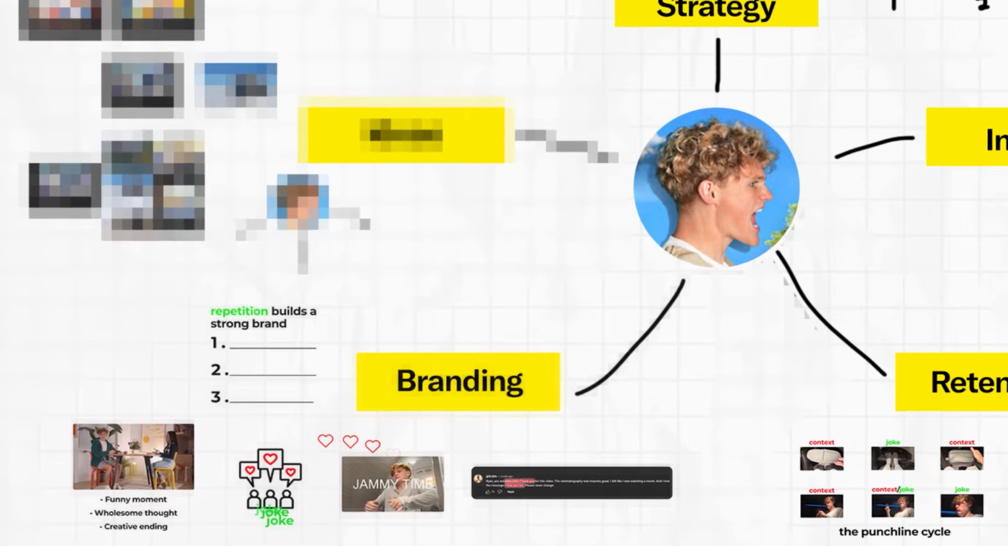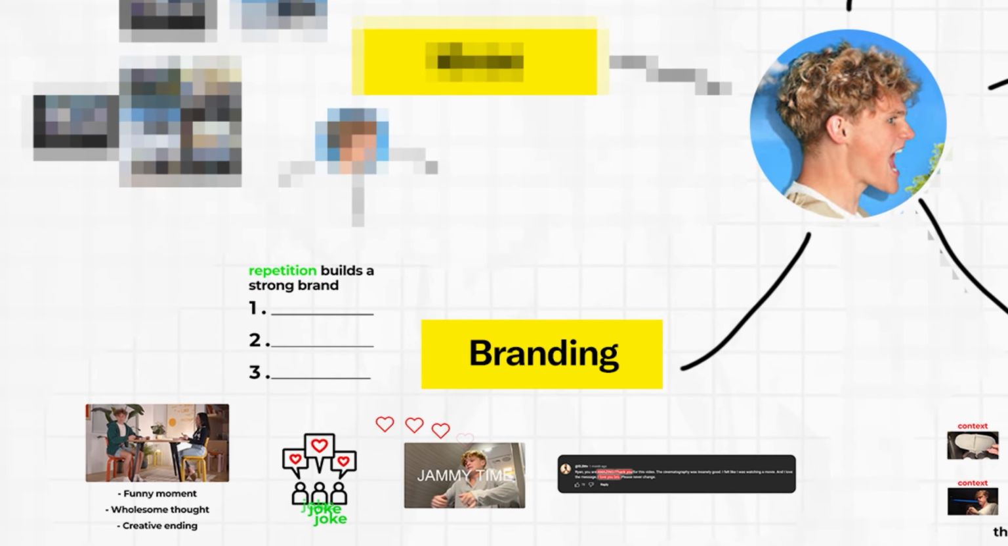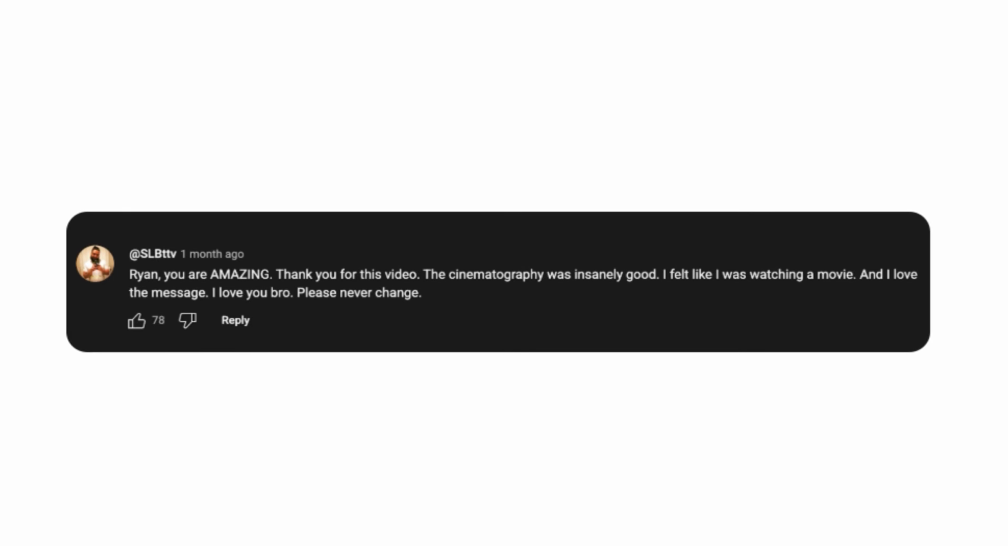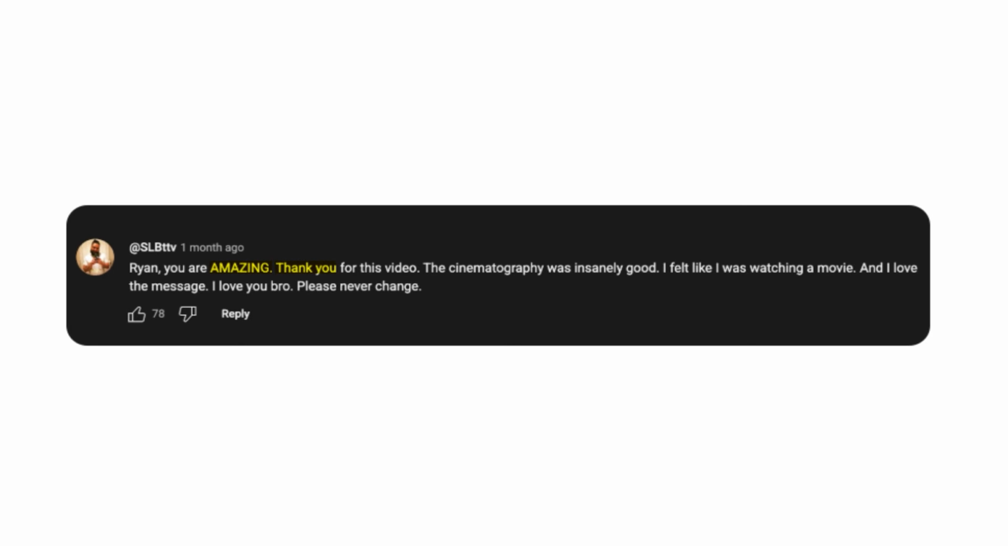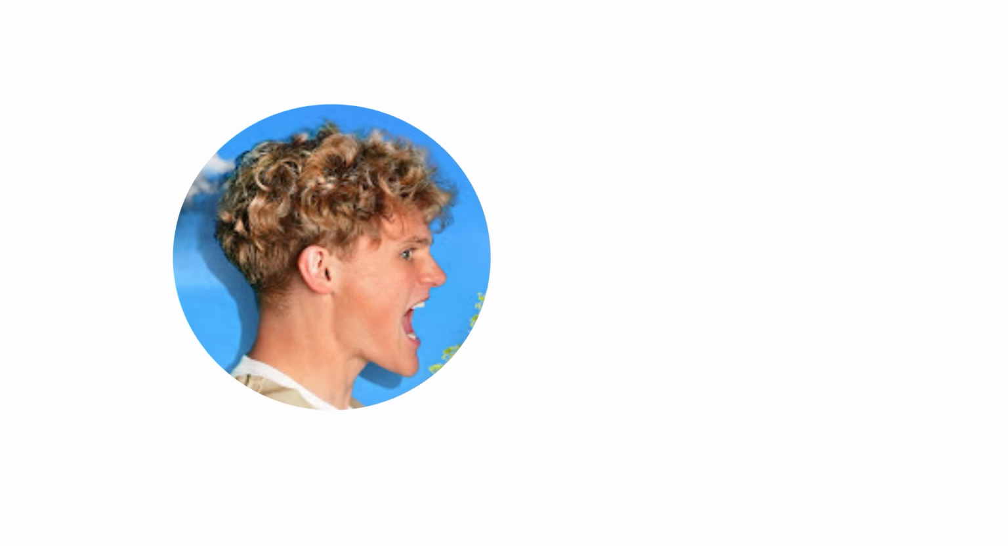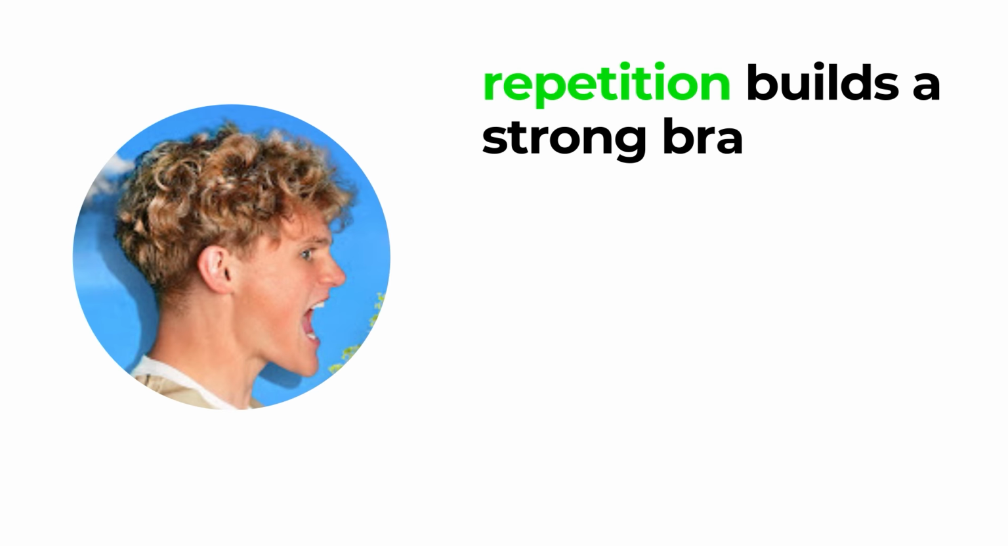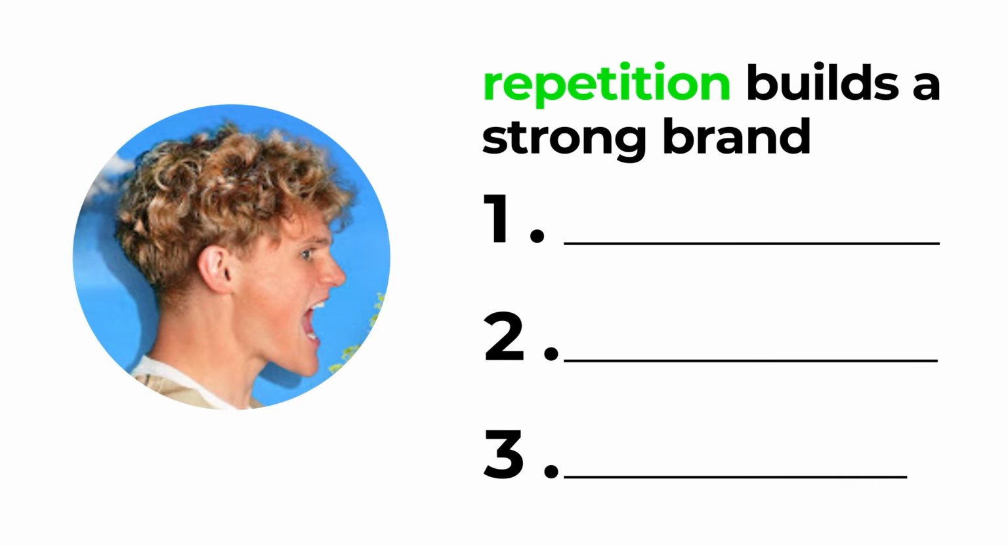But by far the strongest part of Ryan's formula is the 4th step, his S-tier branding. Ryan's comment section is full of comments like this: amazing, thank you, I love you. But when I scroll the biggest YouTubers' comments, I can't find anything similar. So how does he do it? Well, Ryan understands that repetition builds a strong brand. So each video always contains 3 brand building elements.